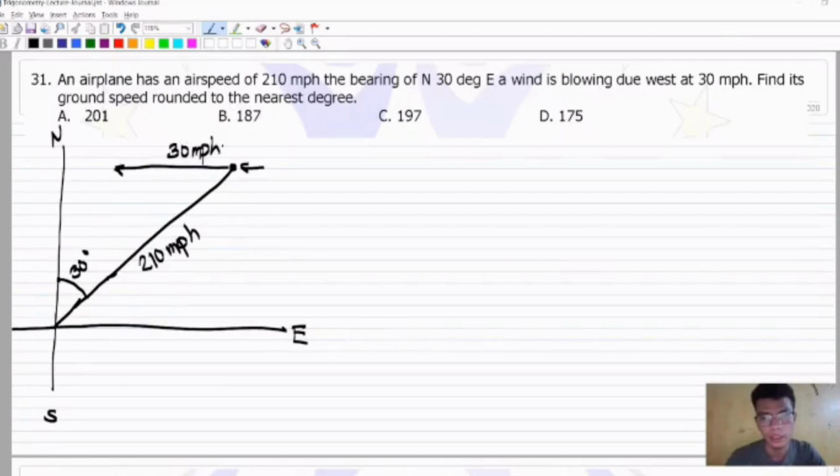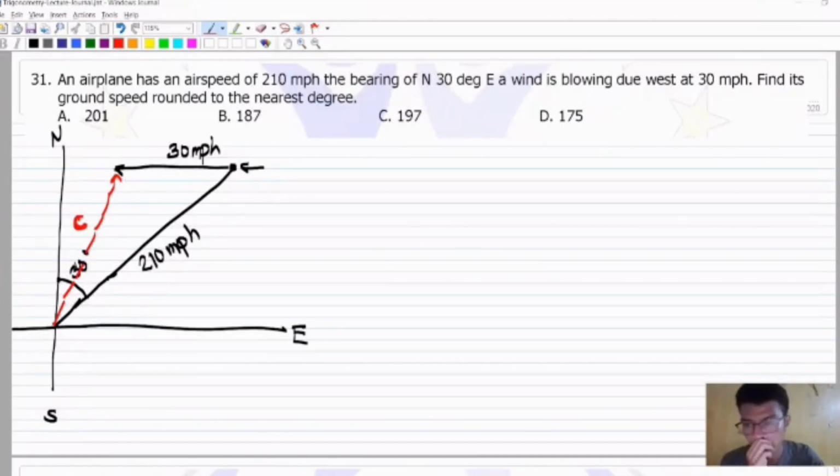So ibig sabihin yan, kung ganito ang original direction ng ating plane, ang wind ay tinutulak niya yung plane papunta sa kaliwa. So let us assume na dahil sa wind, naging ganito na ang direction ng ating plane. Naitulak niya ng kaunti papunta sa kaliwa. So find its ground speed. So sabihin ulit natin itong C. So ano daw yung speed kapag ito na yung length ng ating triangle?